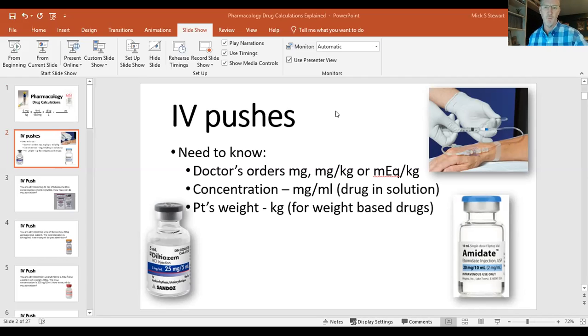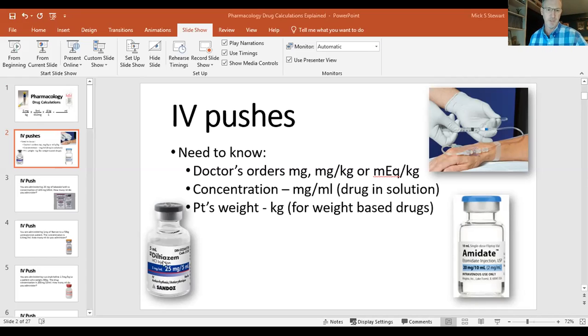You're also going to need to know what your drug concentration is. Now, this is very important that you are looking at the drug concentration that you actually are holding in your hand at that time. Agencies may change providers for different medications that they're receiving, so your drug concentration may change, so you can't always rely on what you've used in the past. You need to actually look at your drug in hand and see what you've got.